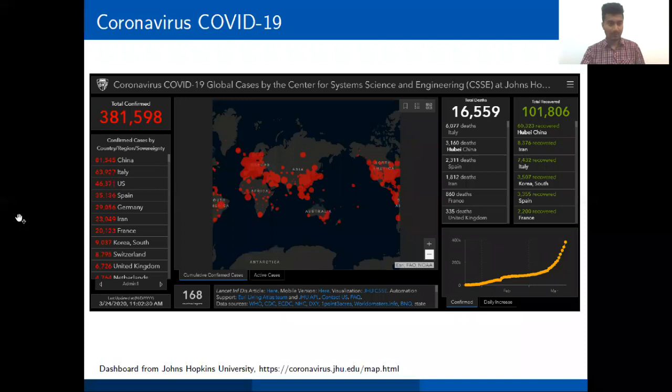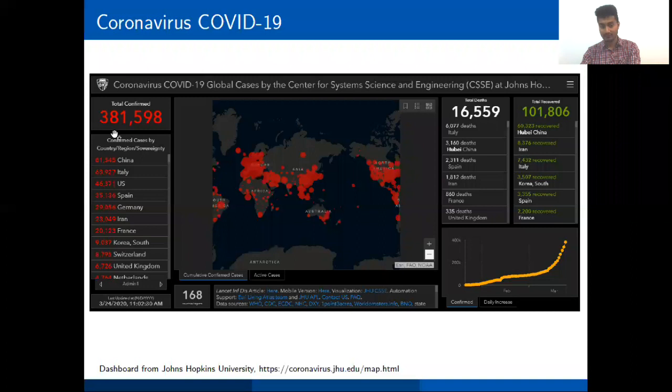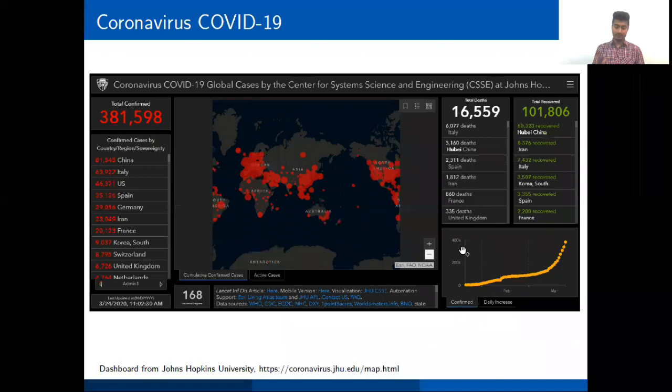Now that was 10 days ago. Today is 24th. 10 days ago, 14th, it was 145,000, and 10 days later it is 381,000. So look at the scale. It was on the scale of 100K, and now it is on the scale of 400K. So it's almost four times in 10 days. Can you imagine how dangerous it's going to get and how fast it is evolving?